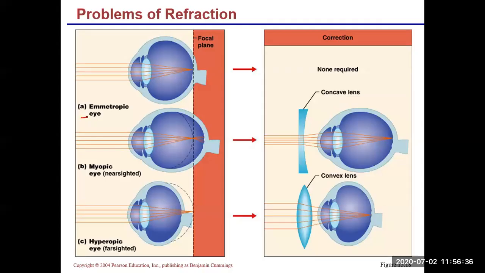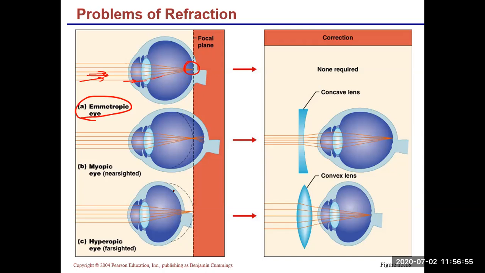Here's the emmetropic eye. Emmetropic eye means normal vision. And you could see as the light comes in from different objects, it bends as it goes to the cornea, as it goes to the lens, as it leaves the lens, and they all focus right on the fovea, which happens to be right around here.